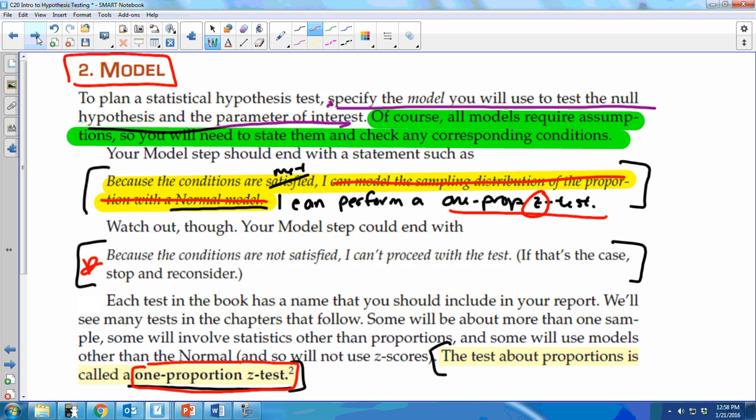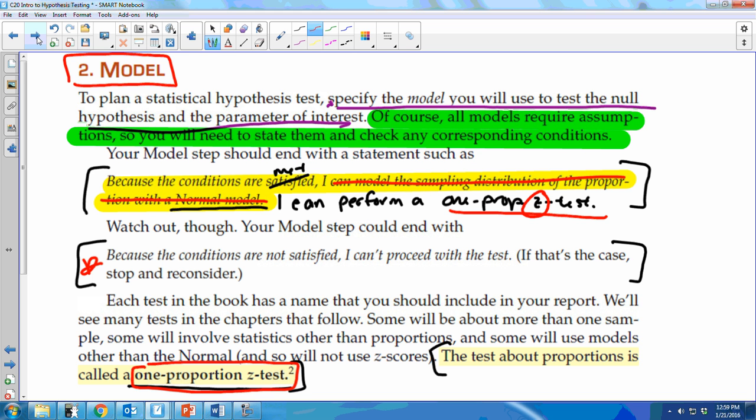No. Step 2 is the model. Let me read this to you since you don't like to listen to me when I say things. To plan a statistical hypothesis test, you have to specify the model you'll use to test the null hypothesis and the parameter of interest. And then I highlighted: of course, all models require assumptions. So you will need to state them and check any corresponding conditions. So step 2, you check your assumptions and conditions. Let's go over those really quickly since they're not written down here because we've done them already for 2 chapters in a row.